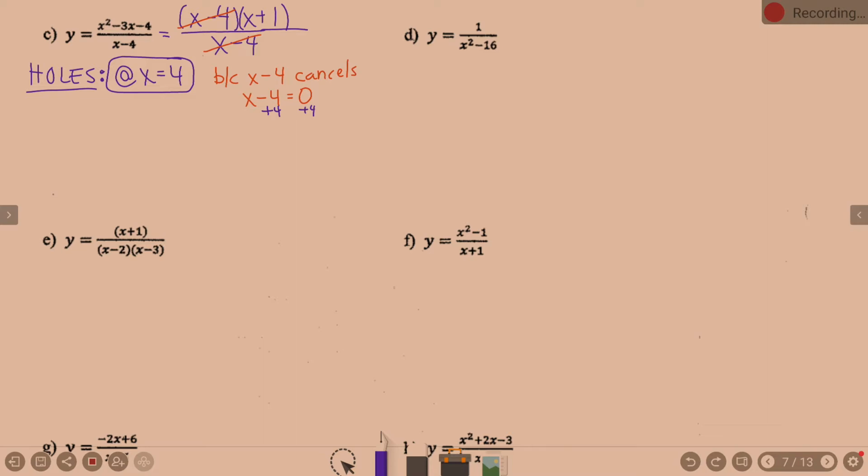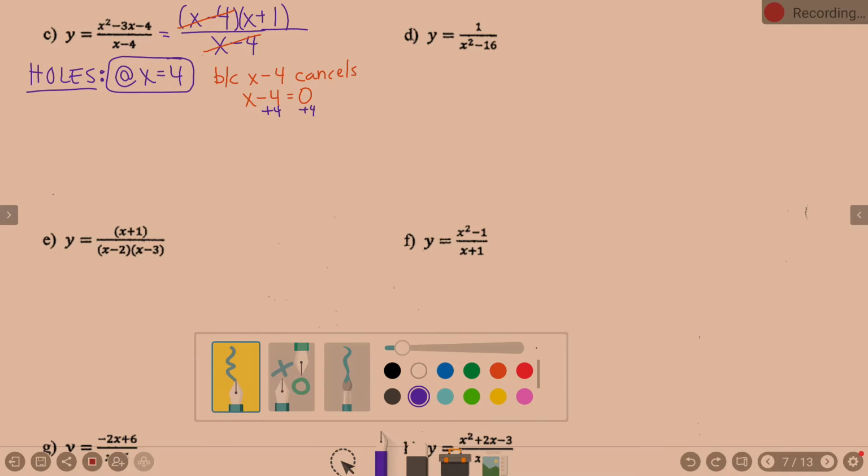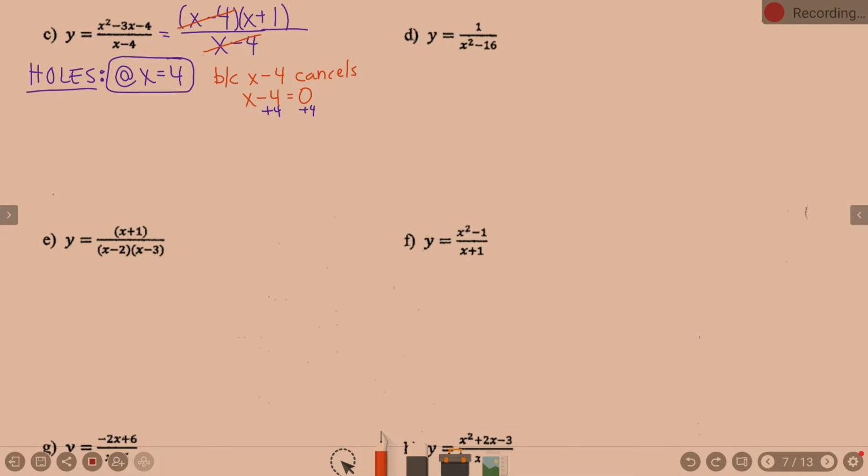Now, I'm going to pause here real quick and ask, what's this tell me about points of discontinuity? There's a point of discontinuity at x equals 4, and it is removable because it's a hole. Sound familiar? So just going to throw that in there before I forget. There's a point of discontinuity at x equals 4, and because it's a hole, we know it is removable.